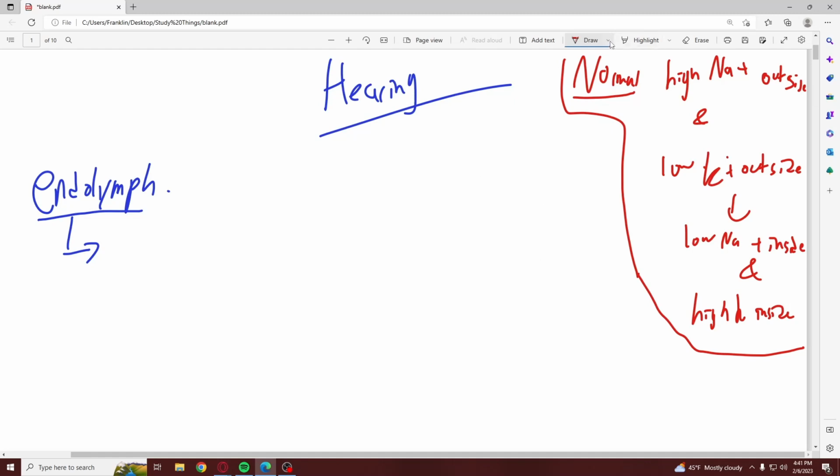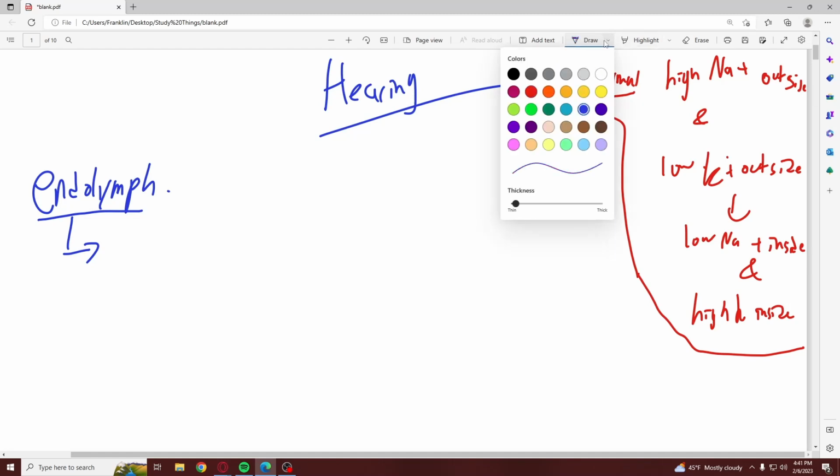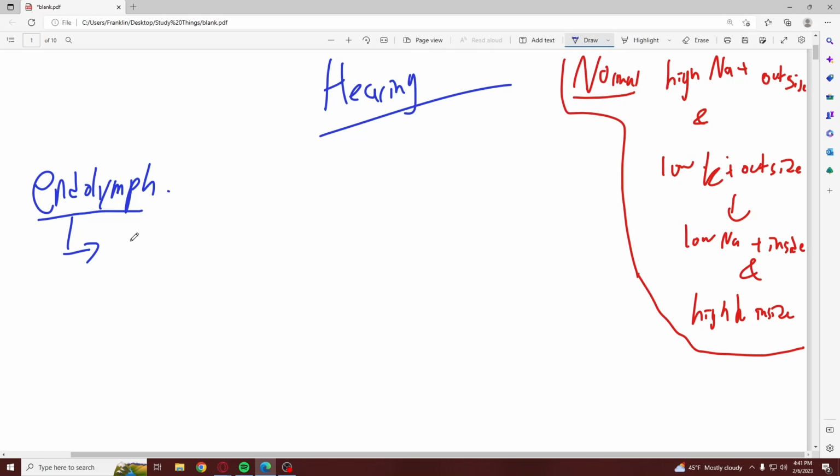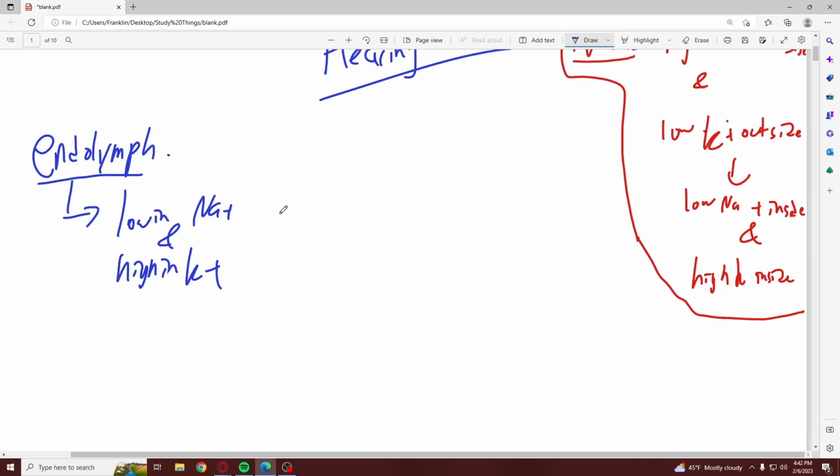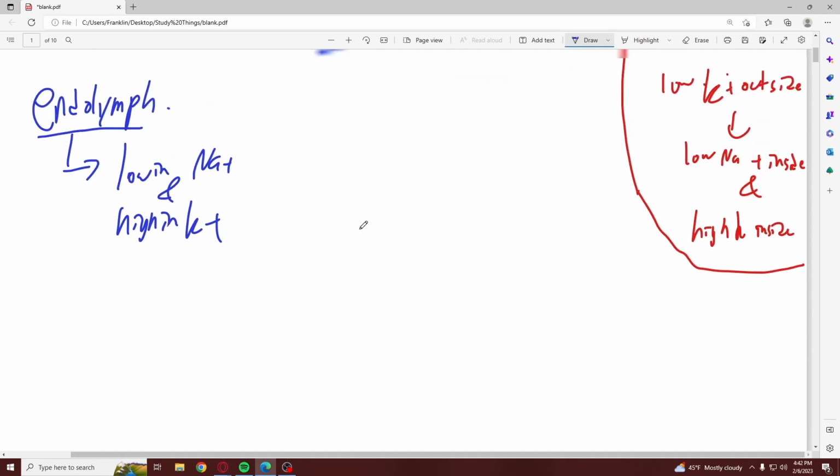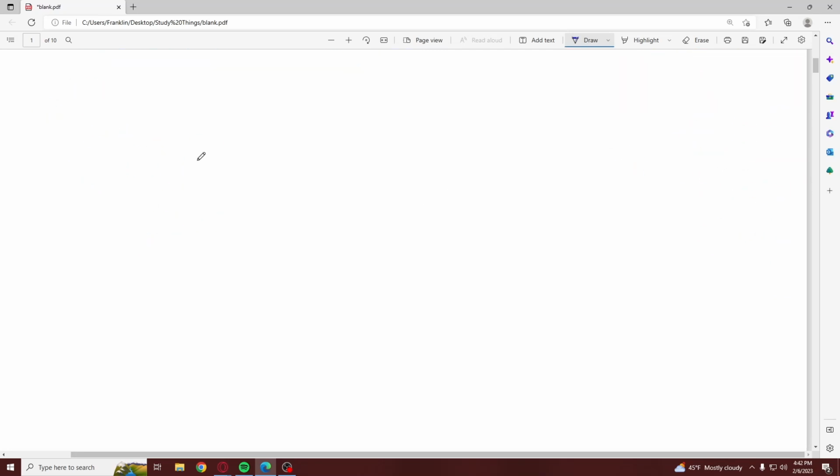Endolymph is the opposite, where in this scenario the liquid itself is low in Na and high in K plus. And this matters because this is how the cell works.